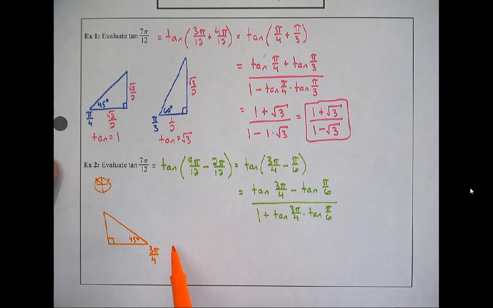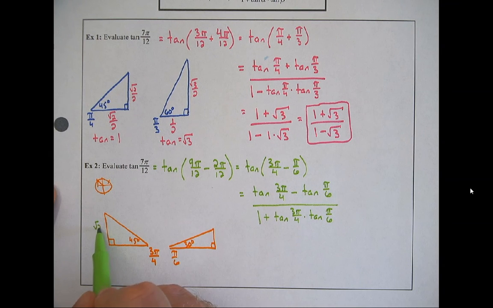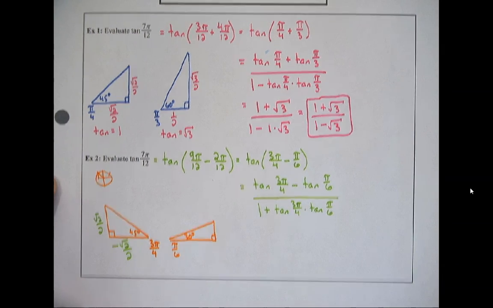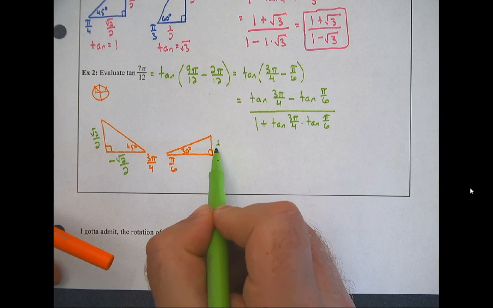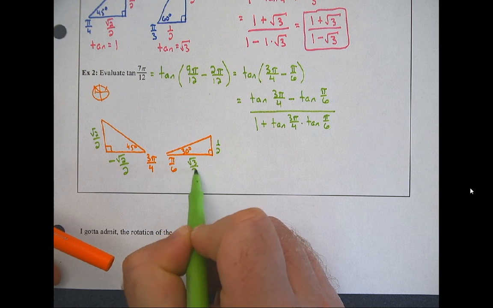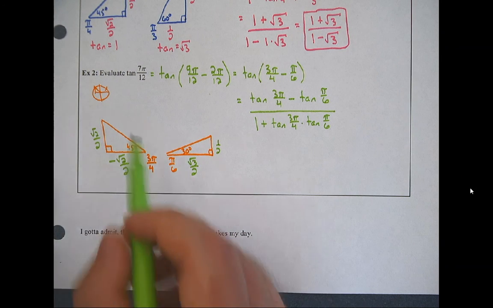I'm going to draw a pi over 6 triangle. I don't need the unit circle for that one. I remember it. That's a 30 degree. So this is my pi over 6 triangle. Side lengths, this is a 45, so that's root 2 over 2, root 2 over 2. Any negatives? Yes. The x needs to be negative there. 30 would be 1/2 and root 3 over 2. Any negatives? No. Forward and up, so we're good to go there. Now remember, I don't actually care about those. I just care about the tangents of those.